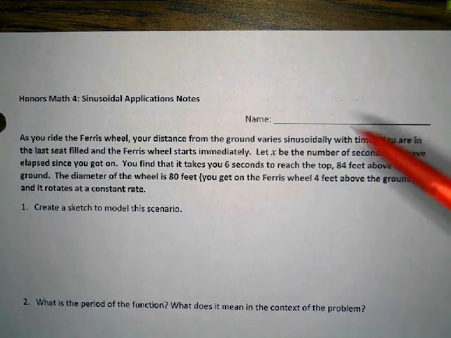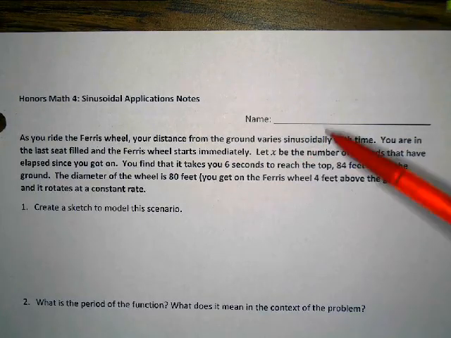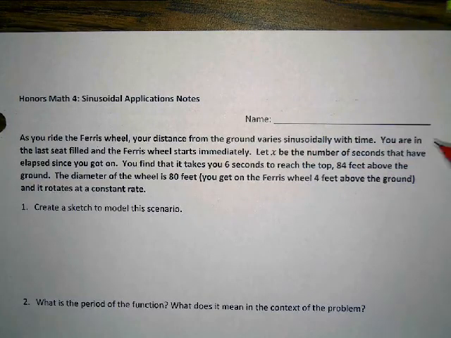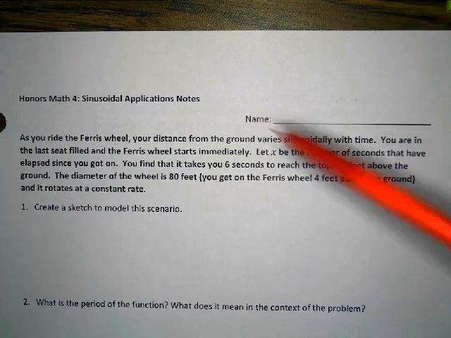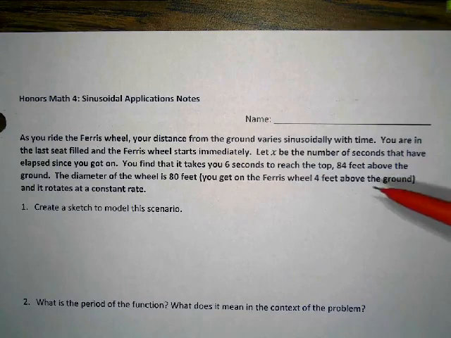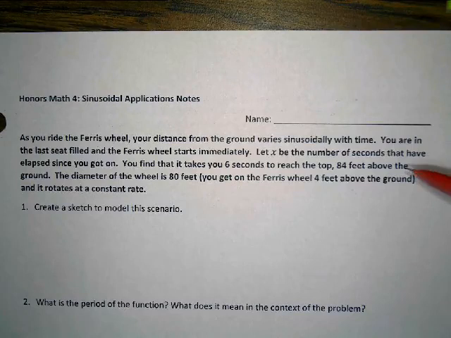So it says, as you ride a Ferris wheel, your distance from the ground varies sinusoidally with time. You are in the last seat filled, and the Ferris wheel starts immediately. Let x be the number of seconds that have elapsed since you got on. You find that it takes you 6 seconds to reach the top, 84 feet above the ground. The diameter of the wheel is 80 feet. You got on the Ferris wheel 4 feet above the ground, and it rotates at a constant rate.